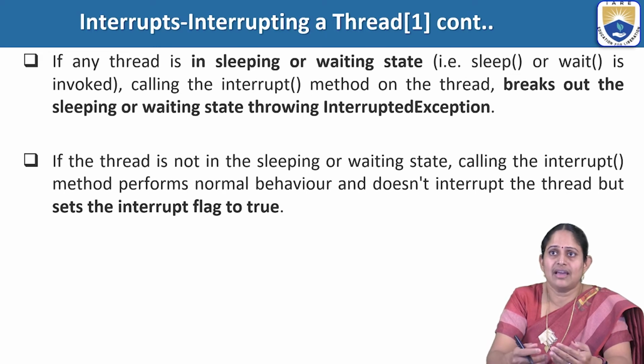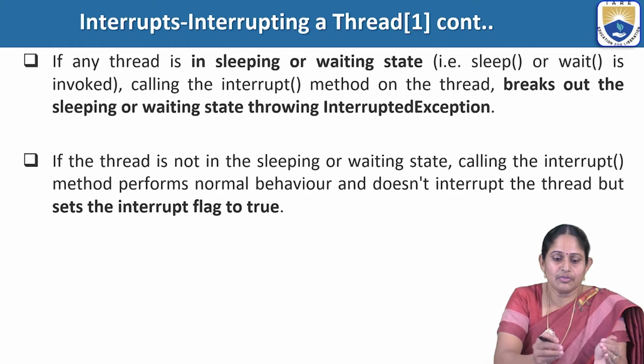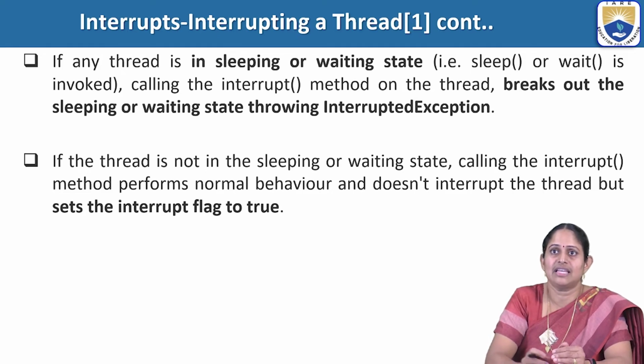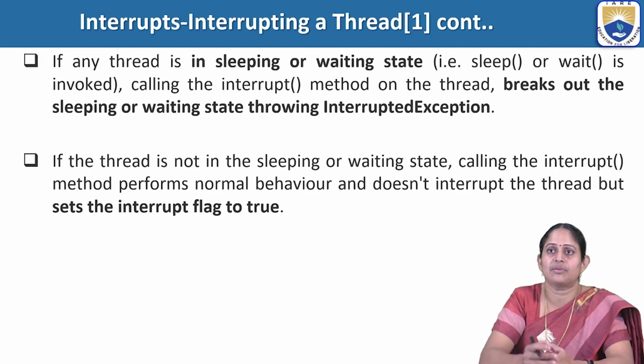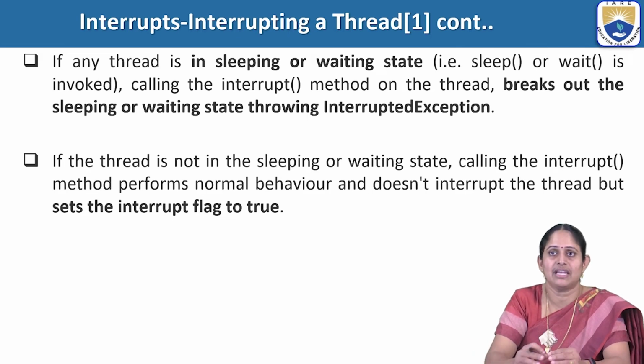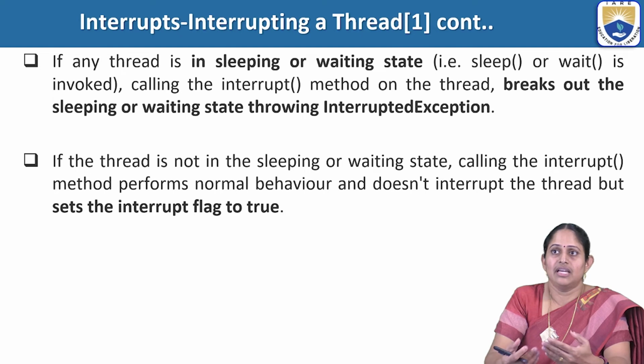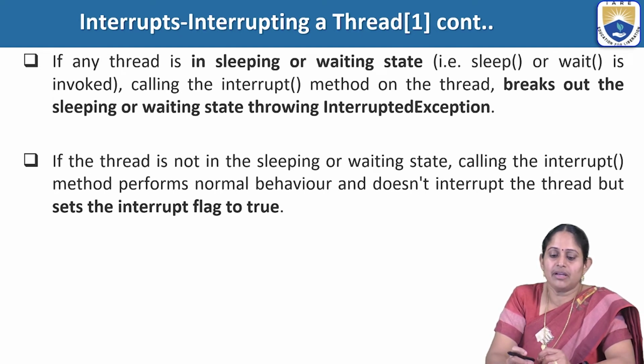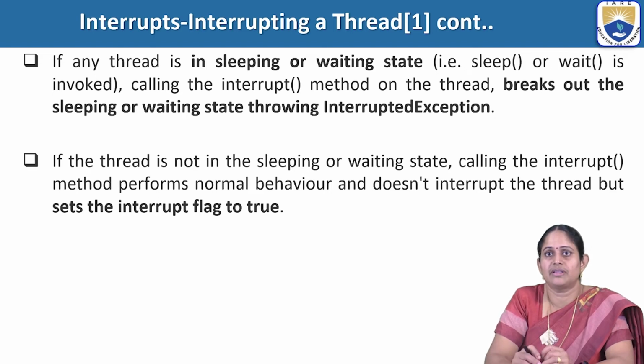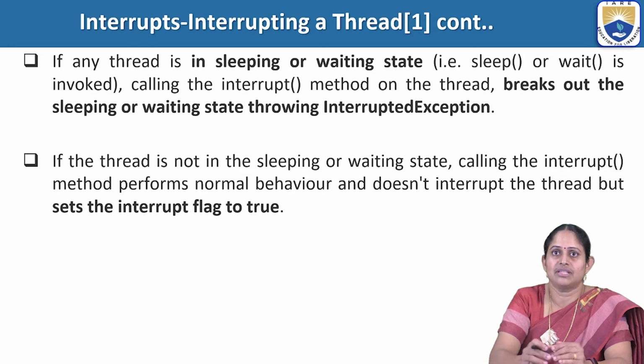So it may happen when the thread is in sleeping or waiting state, and if we have any thread in sleeping state, then if we call interrupt on that thread, it will break out of sleeping. It will wake up from the sleeping stage. Now, if the thread is not in sleeping or waiting stage and we call the interrupt method, it performs normal behavior and doesn't interrupt the thread, but sets the interrupt flag to true. But if it is breaking out from the sleeping state, it will throw an interrupted exception.